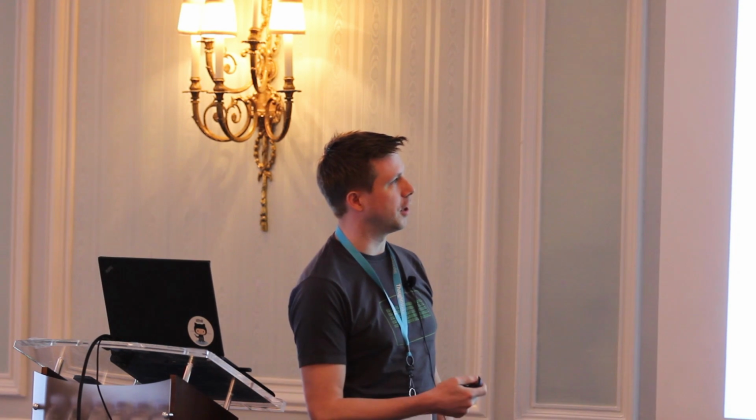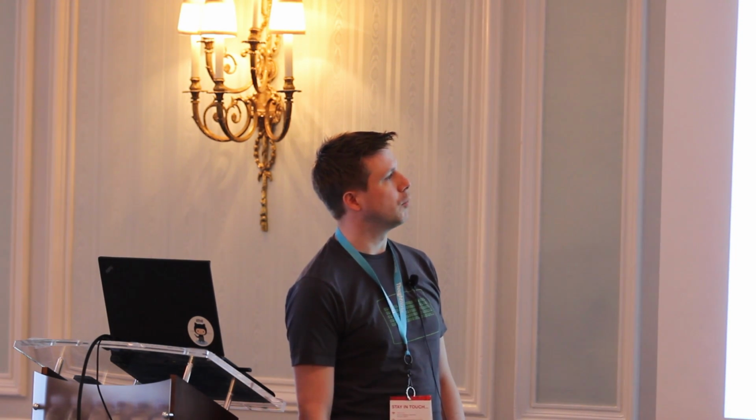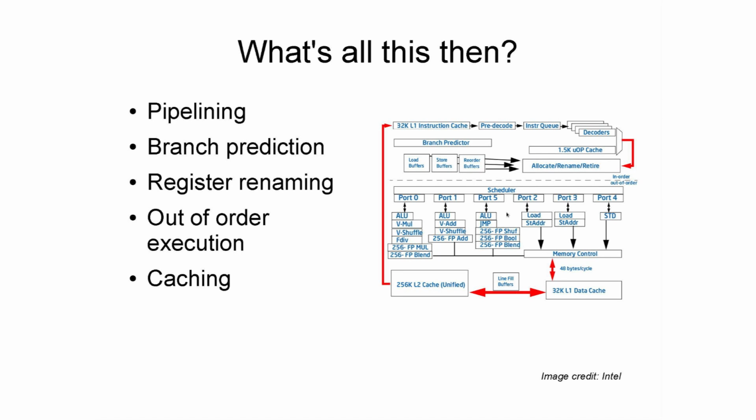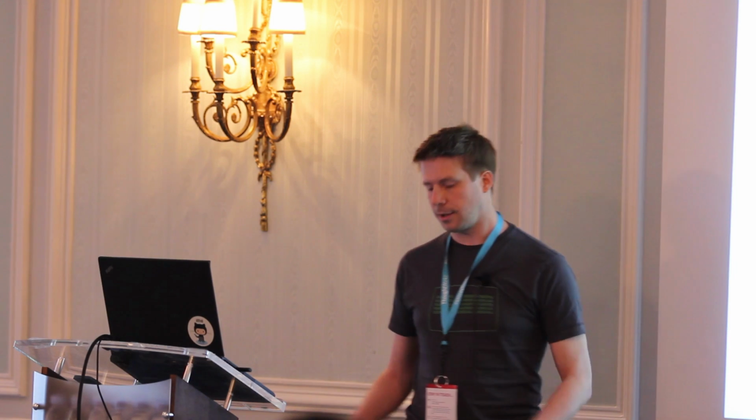This is about as much detail as Intel are prepared to give you about what goes on inside this diagram over here. We're going to be talking about the top half and the bottom half. The top half here is the in-order, standard, one instruction after another part of the processor, and the bottom part is where the interesting stuff happens, where everything gets out of order. We're going to be talking about the pipeline, what the branch predictor is, what register renaming is and why it's important, how that out-of-order execution happens, and a little bit on caching.